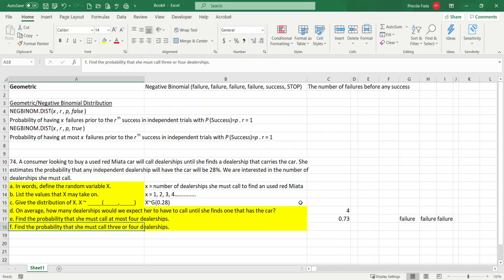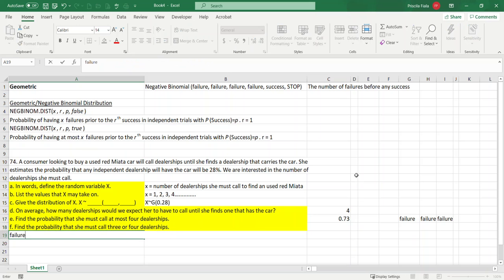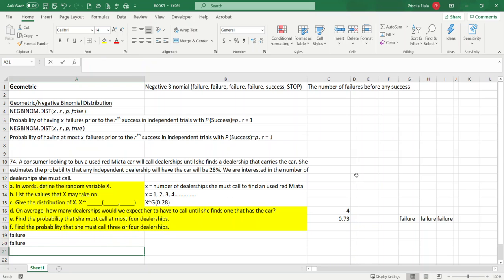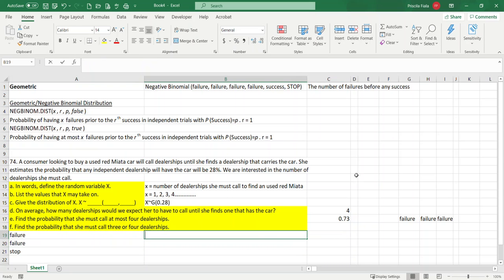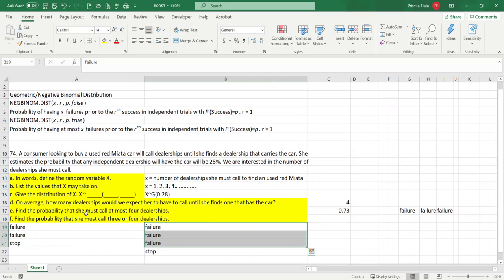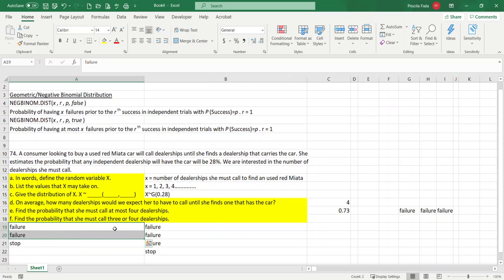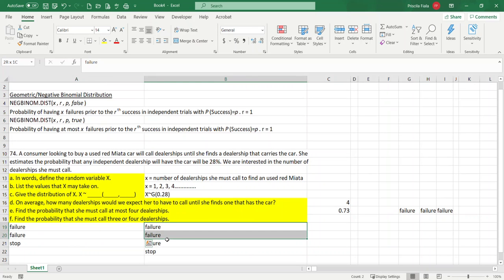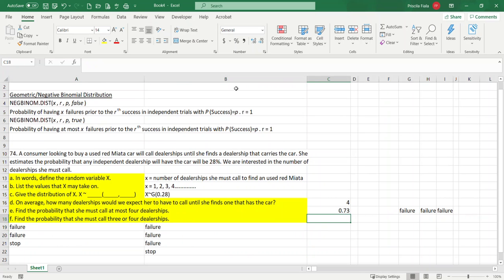Okay, now find the probability that she must call 3 or 4. She must call 3 or 4. So think of it this way. She must call 3 to succeed, so she's going to fail, she's going to fail, and then she's going to stop, right? And then for 4, she's going to fail, fail, fail, and then stop because she succeeded. So really, you're doing the addition of calling 2 failures plus calling 3 failures, because she's going to succeed on the last one.